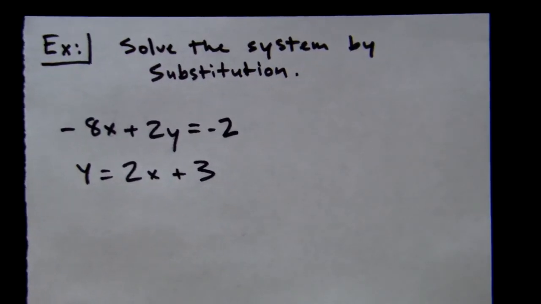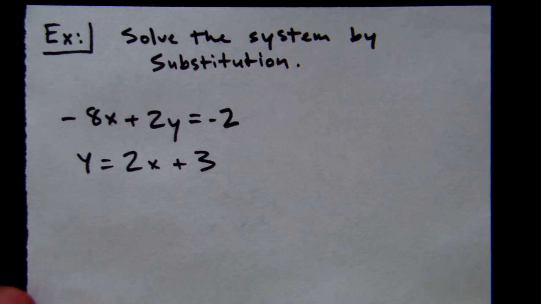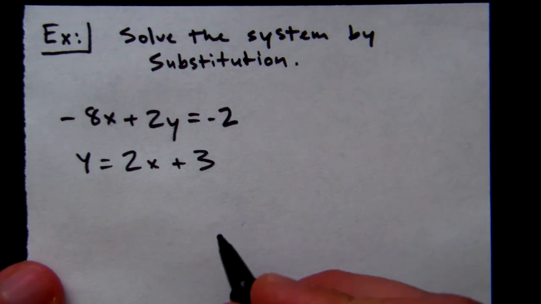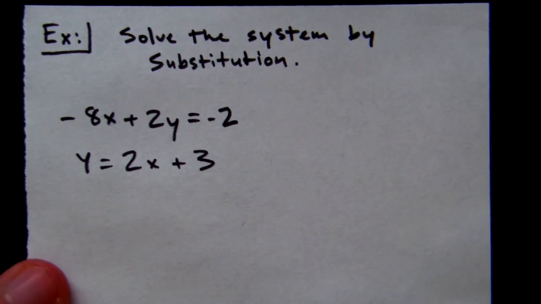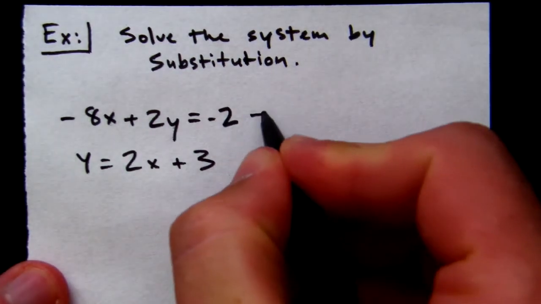Okay, so let's talk about an example here. Just a quick example. We're going to solve the system by substitution. So our first step is we've got to make sure it's solved for y. Are they both solved for y? Nope. The top one is not. So I need to solve this one for y.